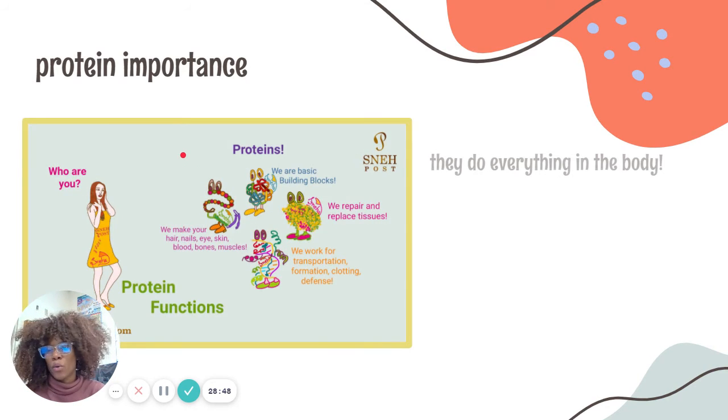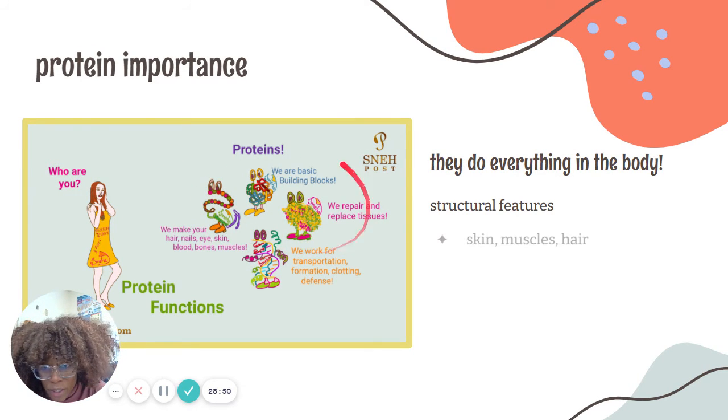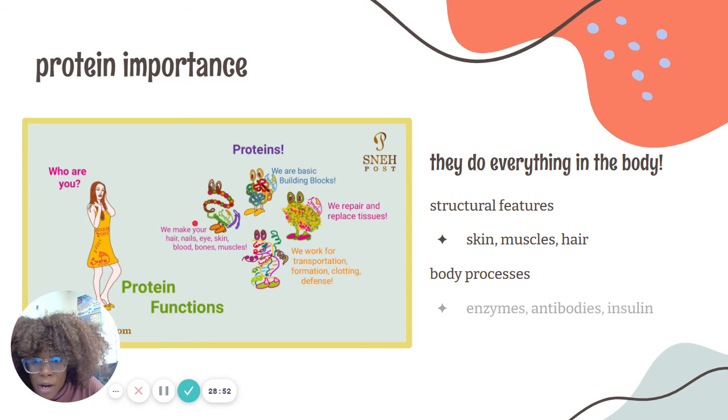So why are proteins so important? Well, if you were to read this image, you can see we make your hair, nails, eyes, skin, blood, bone, muscles. We work for your transportation. We repair and replace tissues. We are basic building blocks. Antibodies are proteins. So yeah, they basically do everything in your body. Structural features, body processes, all of that. They're very important.